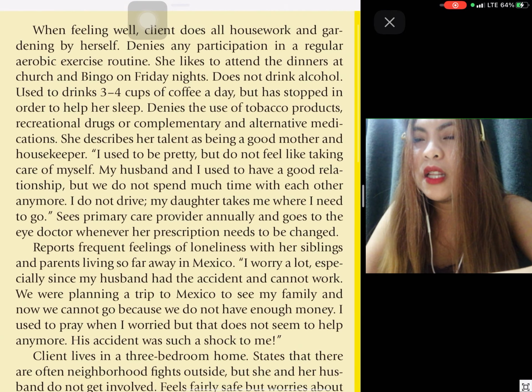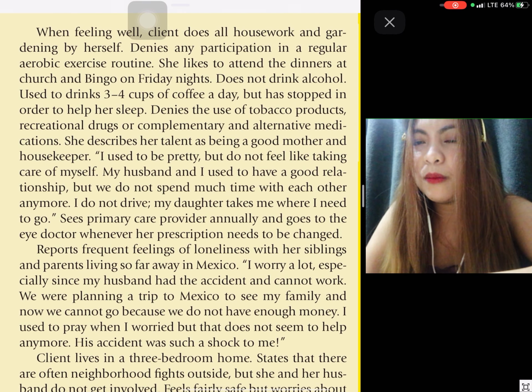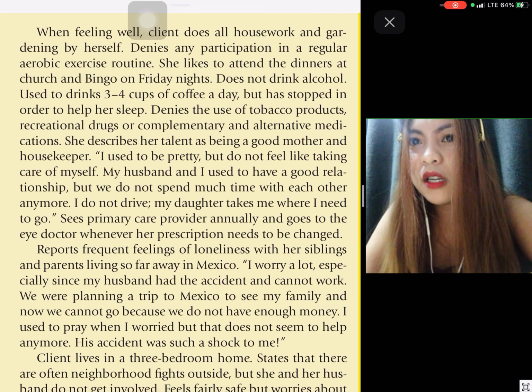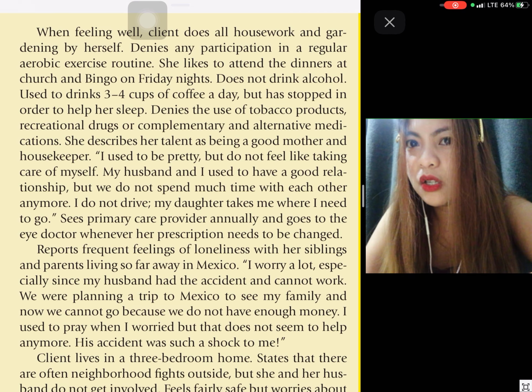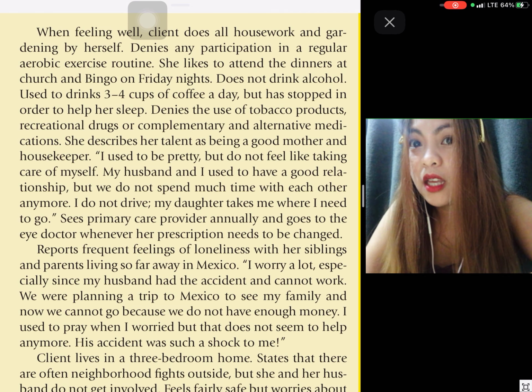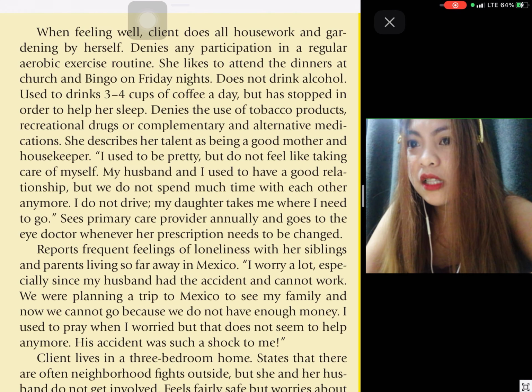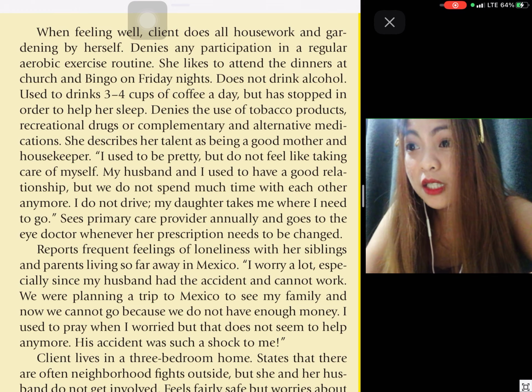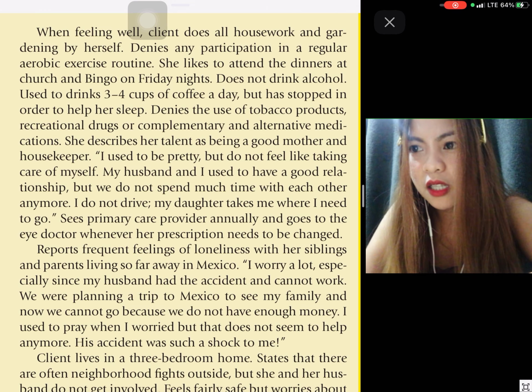She likes to attend the dinners at church and bingo on Friday nights. Does not drink alcohol. Used to drink 2 to 4 cups of coffee a day, but she has stopped in order to help her sleep. Denies the use of tobacco products, occasional drugs to complement her alternative medication. She describes her talent as being a good mom and housekeeper. "I used to be pretty, but do not feel like taking care of myself. My husband and I used to have a good relationship, but we do not spend much time with each other anymore. I do not drive. My daughter takes me where I need to go."